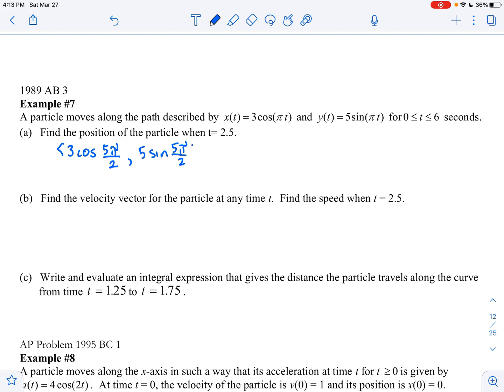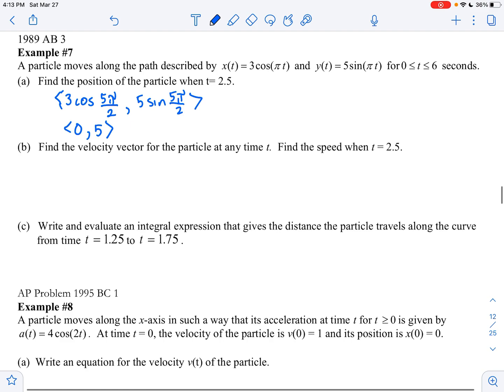When we think about 5 pi over 2, that is 1 more pi over 2 over 4 pi over 2, which is a full revolution. So cosine at that value is 0, and then sine is 1. So 1 times 5 is 5. So our coordinate point is (0, 5).